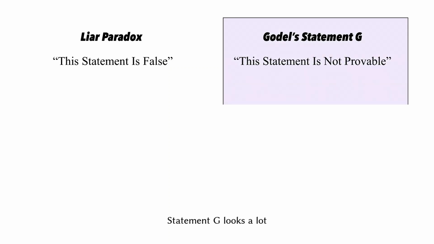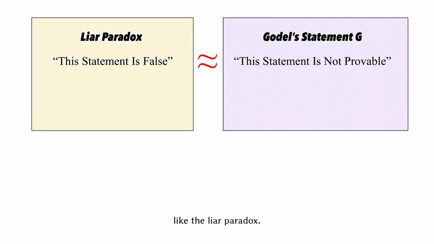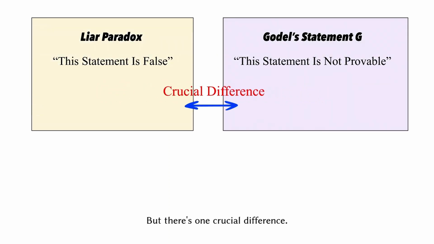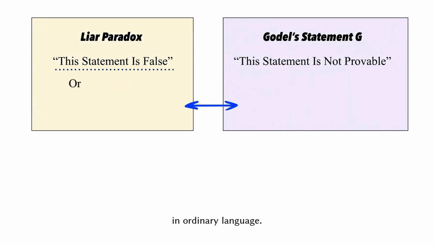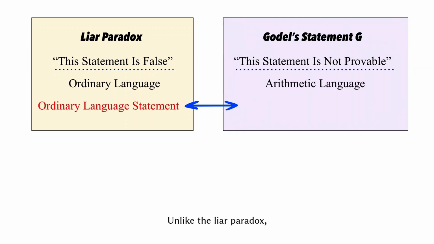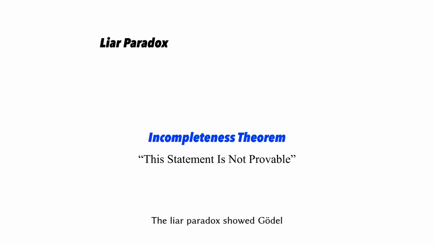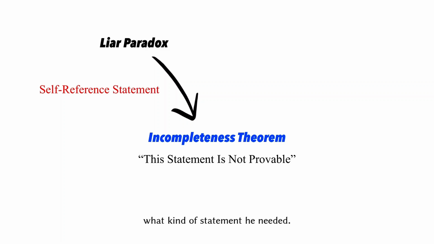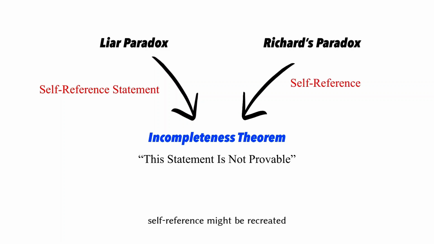At first, statement G looks a lot like the liar paradox. But there's one crucial difference. The liar paradox is written in ordinary language. Gödel's statement G is written entirely in arithmetic. Unlike the liar paradox, Gödel's statement G is a genuine mathematical statement. The liar paradox showed Gödel what kind of statement he needed. Richard's paradox suggested that self-reference might be recreated inside mathematics. Gödel made mathematics capable of talking about itself.